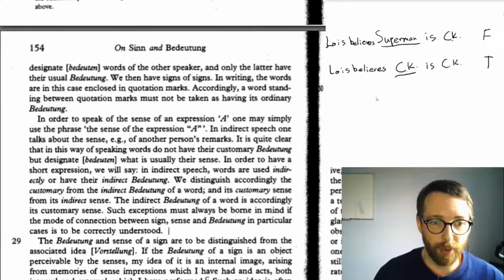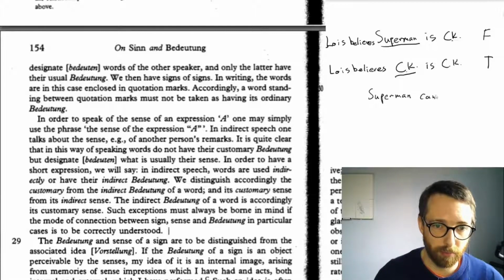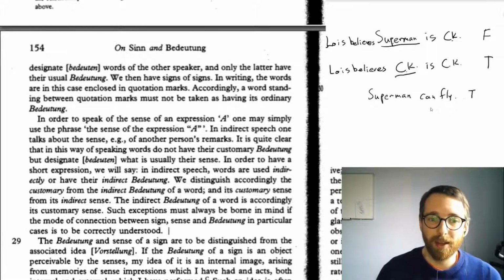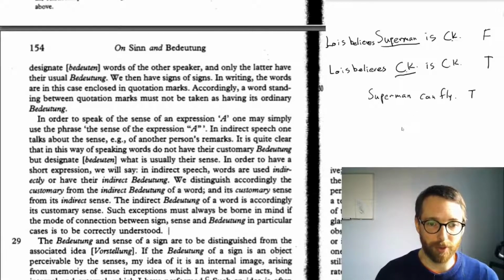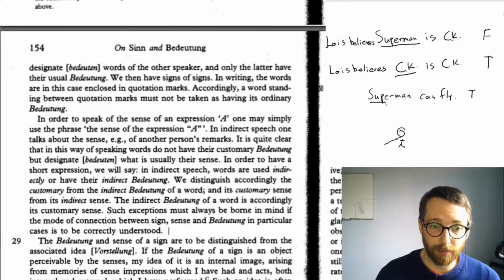Let me give you an example. So suppose I say to you something about Superman. Suppose I say to you, Superman can fly. Now, that's true, let's say. Because I'm just speaking ordinarily, in ordinary speech, I'm trying to speak about the reference of my words, the Bedeutung of my words. I'm trying to talk about the actual guy out there who can fly. That means you should be able to substitute the name Clark Kent. So if I said Clark Kent can fly, that's also true.